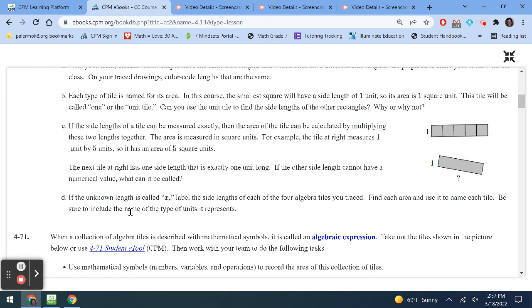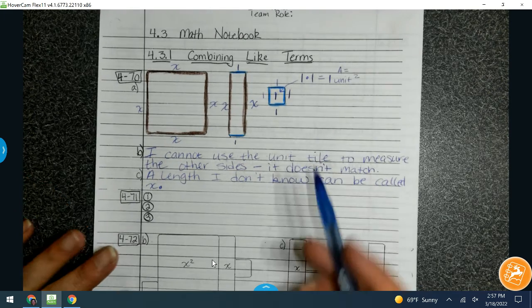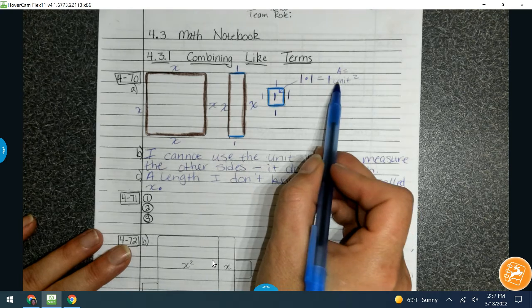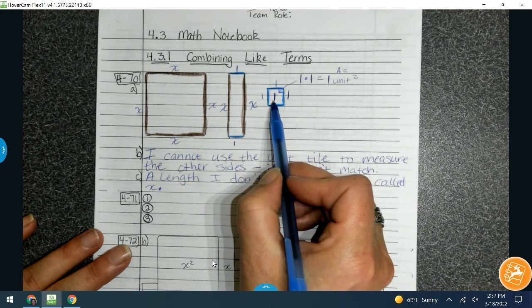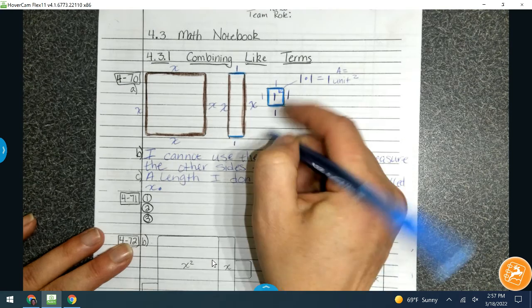So it says if the unknown length is called X, label the side lengths, which we just did, find the area and use it to name each tile. Be sure to include the name of the type of units it represents. So we're going to go back over here. For this one here, we already did this one. We have 1 square unit for our unit tile.